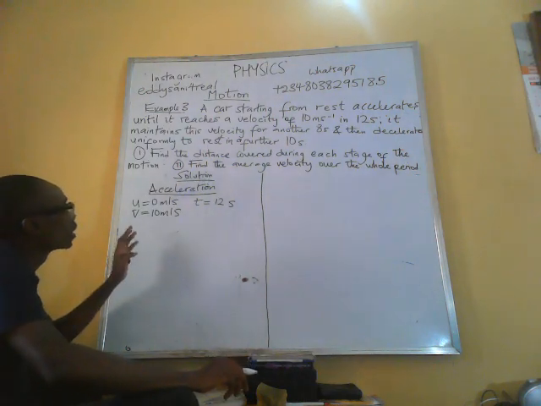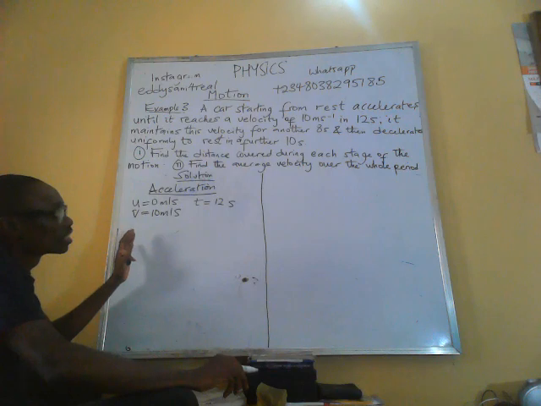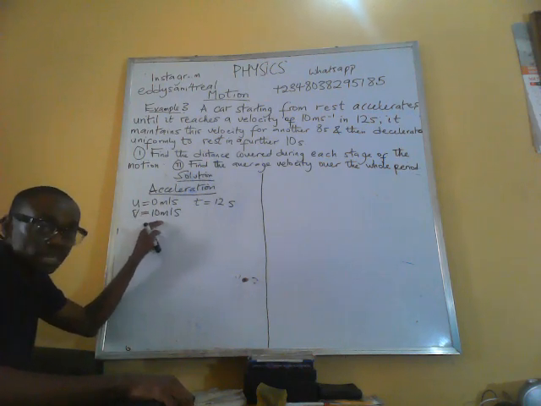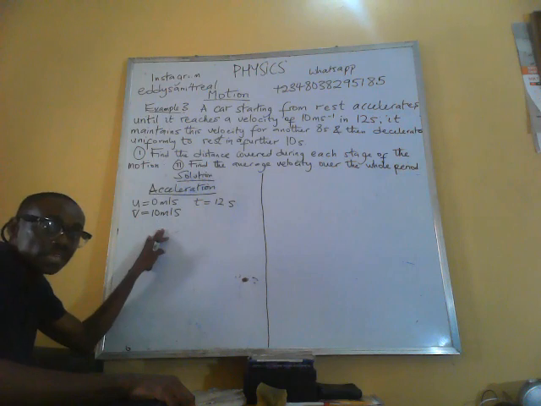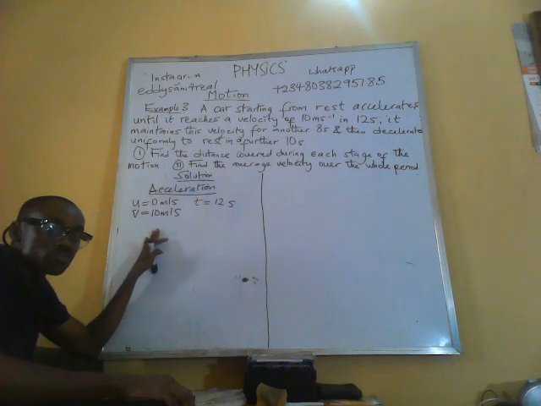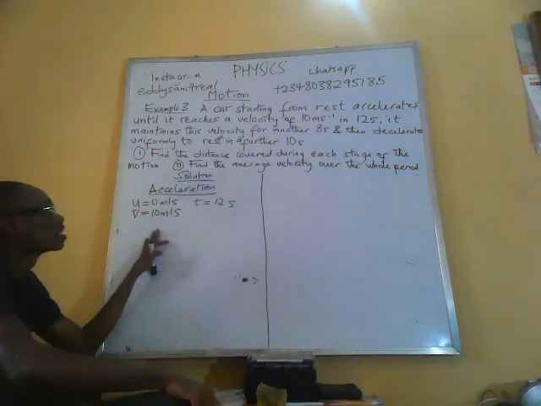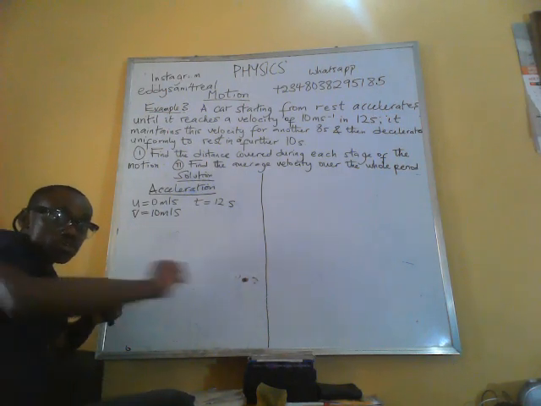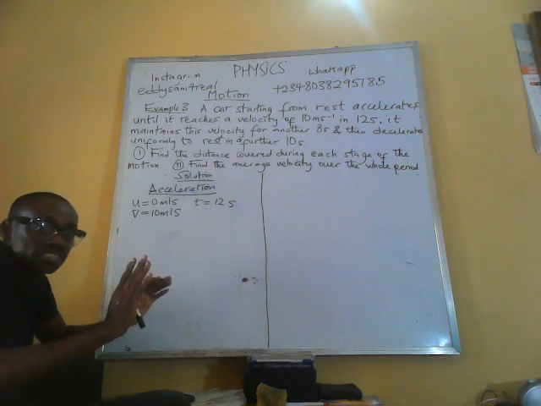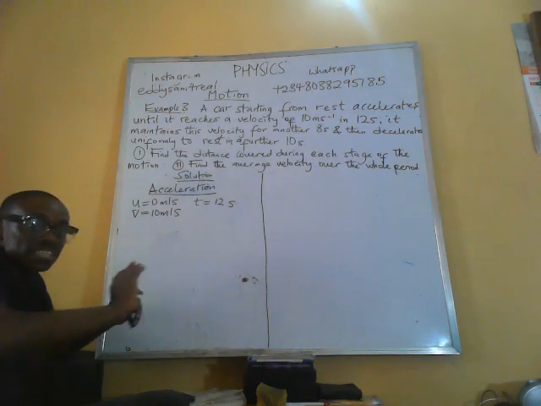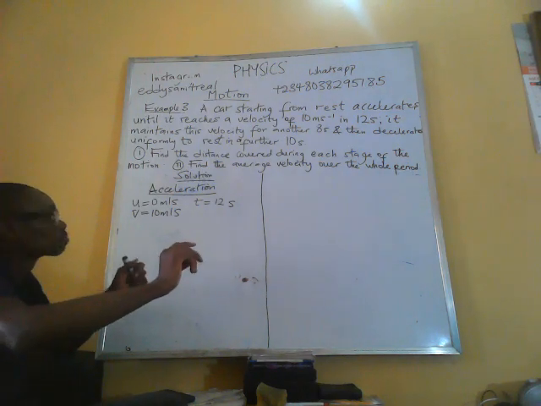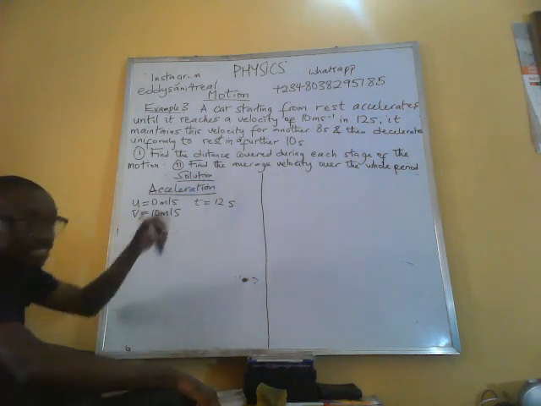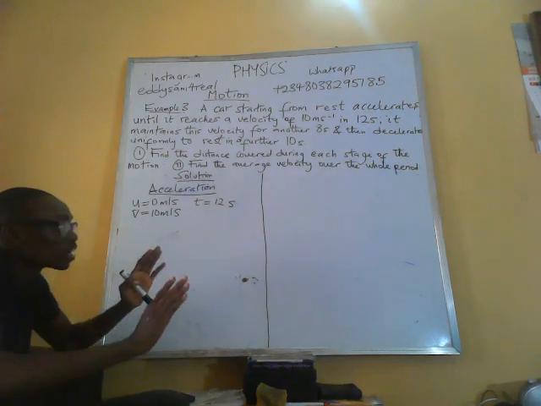It maintains this velocity for another 8 seconds. At that point, the velocity does not increase; it is maintained at 10 meters per second, and it will remain there for another 8 seconds. That is the uniform velocity part of the journey, so let's hold on for that and not delve into it yet. Let's go back to the question.